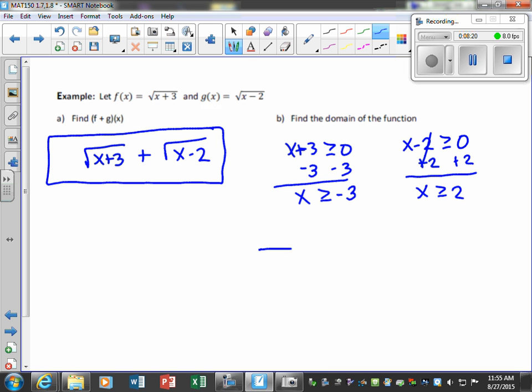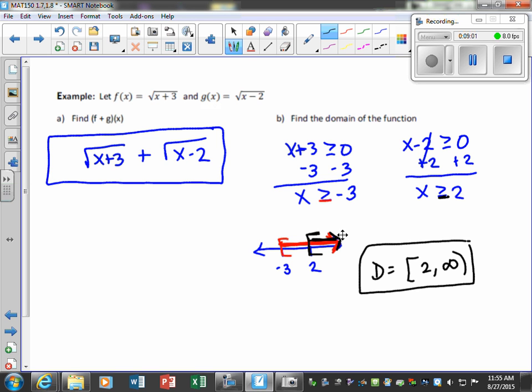So if I was to draw this on a number line, just to help me out, so I have negative 3 and positive 2, this represents a bracket, greater than or equal to negative 3, and this is greater than or equal to 2. What portion of our graph satisfies both? The black part, which in interval notation, our domain would be bracket 2 to infinity. Good. So the black is what satisfies both parts.